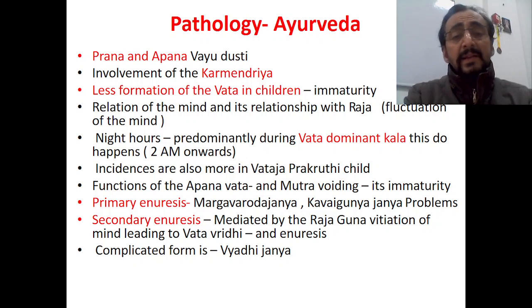Whereas secondary enuresis is mediated by the rajoguna, vitiation or fluctuation of the mind leading to vata vriddhi or vata prakopa and leading to enuresis. Exactly, we cannot say it is vata prakopa. It is a sort of immaturity of the vata. Vata is not able to regularize the things. So, complicated form of enuresis can be taken as Vyadhijanya Shayya mutra.